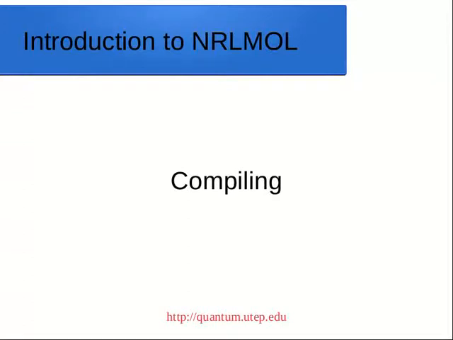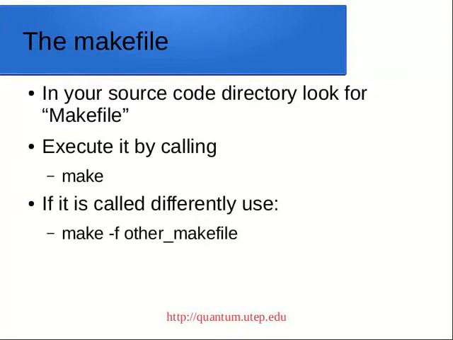Okay, so now we are going to go over the compilation of NRLMOL. That is, converting the Fortran source files into a binary program that can be used to run actual calculations. First of all, in your directory, there should be a file called makefile, capital M though. And this file will be executed by just running the command make.